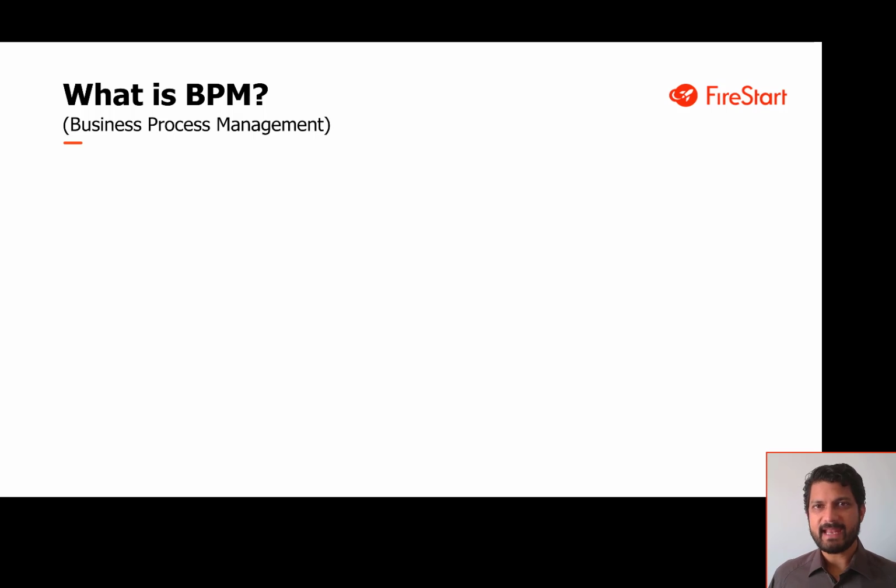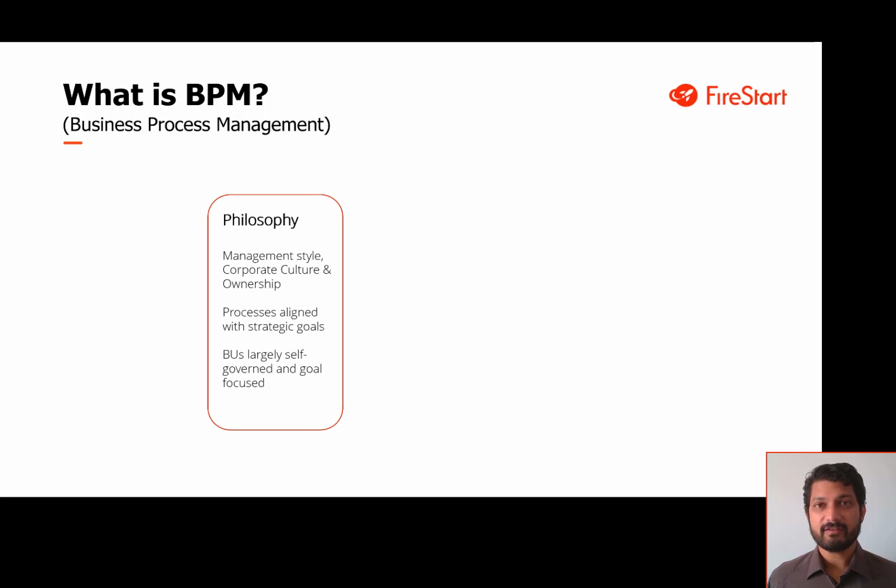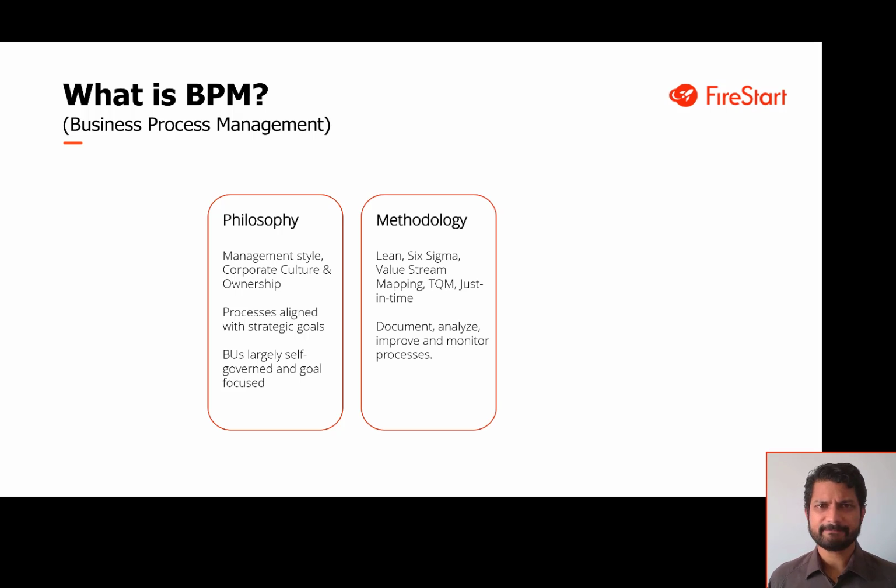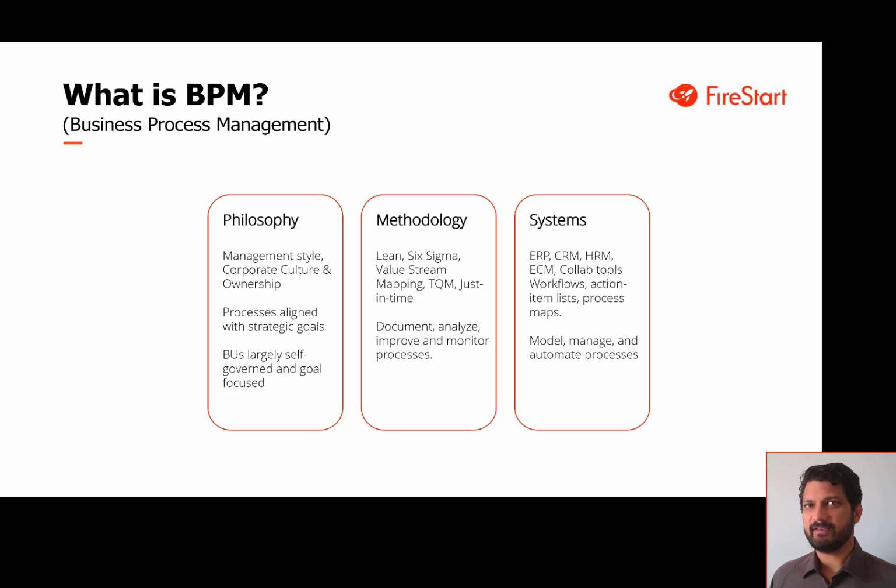There are three main elements to think about. The philosophy that your company embodies. What's your management style like? Your corporate culture. The methodologies that you utilize, your Lean Six Sigma tools, value stream maps, and so on that are now used across different industries. And finally, the systems that you have in place. Your ERP, your CRM, workflow tools, all this technology that you've brought in. So you can think about these three things as your people, your processes, and technology that you use to enable your company to function the way it functions today.